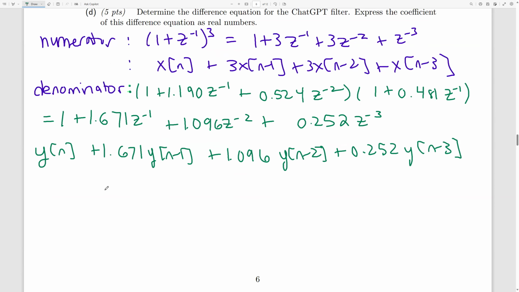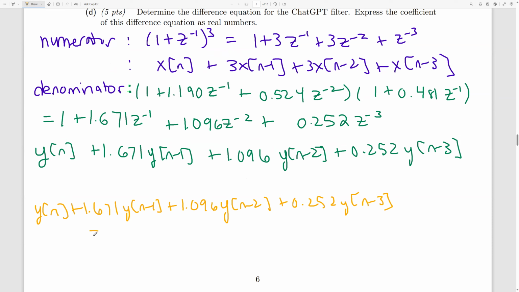So really, the solution to this one is when you just set these equal to each other. I'll write the whole thing, but it's repetitive. You'll get y of n plus exactly what I just wrote: y of n minus 1 plus 1.096 y of n minus 2 plus 0.252 y of n minus 3, and this is going to be equal to, in the x terms, x of n plus 3x of n minus 1 plus 3x of n minus 2 plus x of n minus 3.